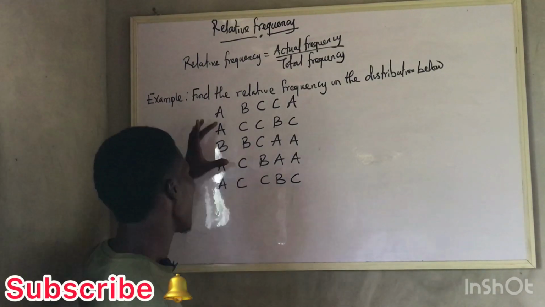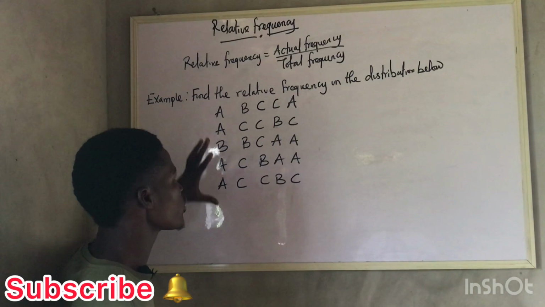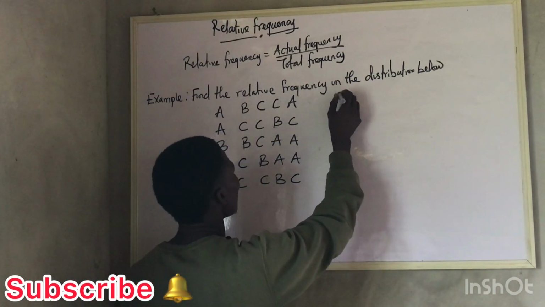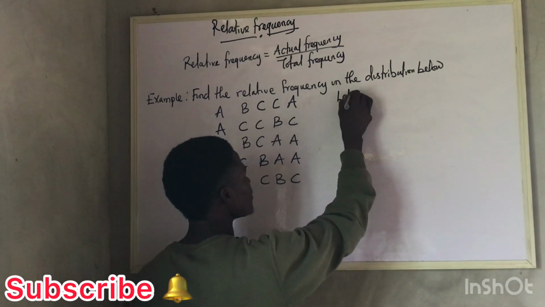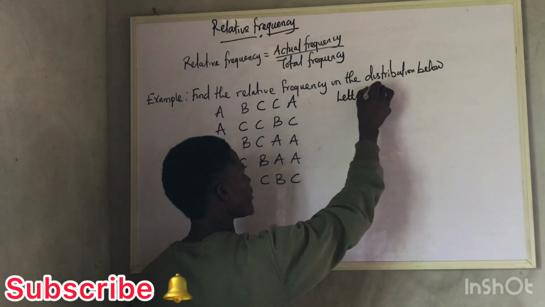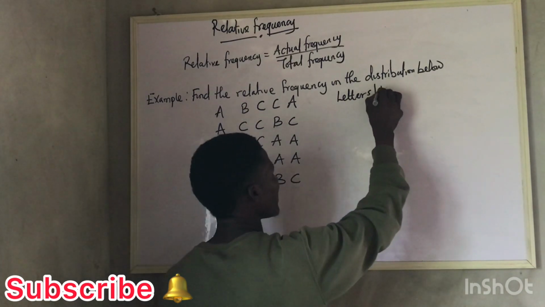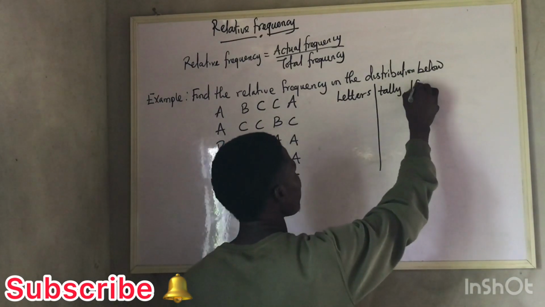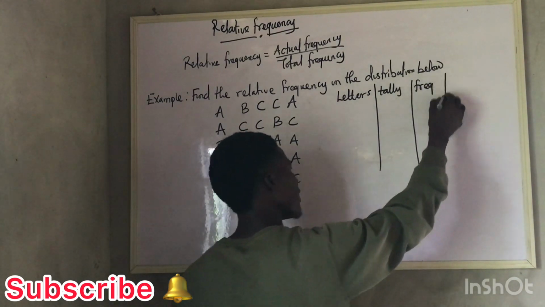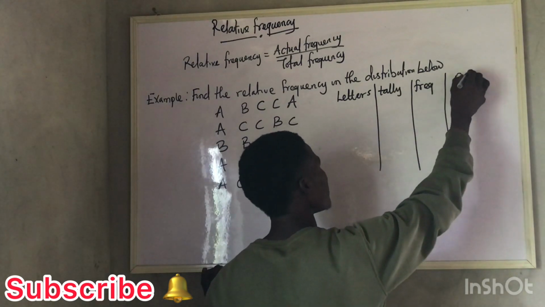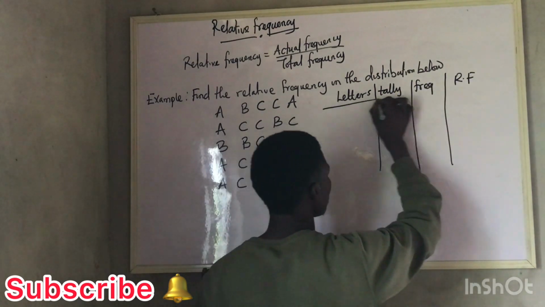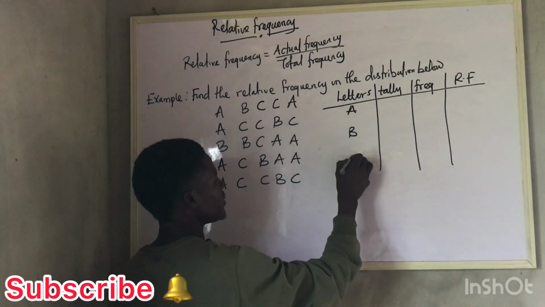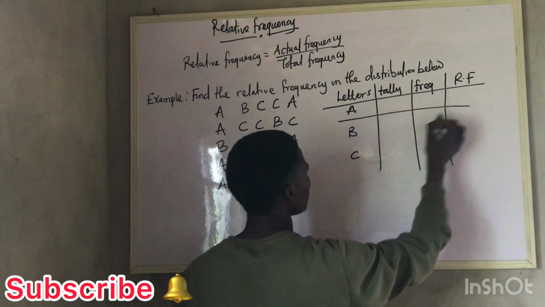And so here I have something like this. I'm going to prepare a distribution table. To prepare the distribution table, you will have your letters, then you have your tally, and you have your frequency. Then we now have our relative frequency, which I shorten to RF. So the first letter is A, then B, then C. Are you seeing that now?